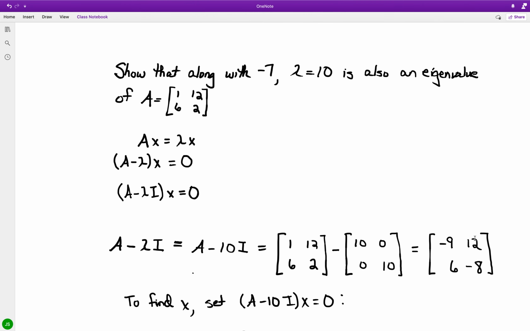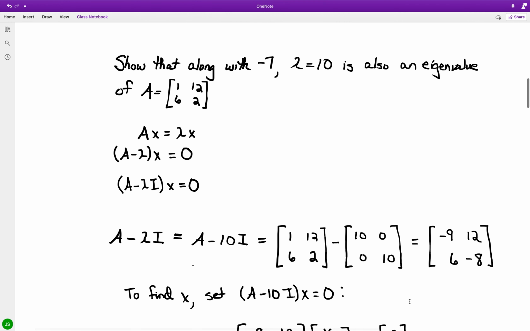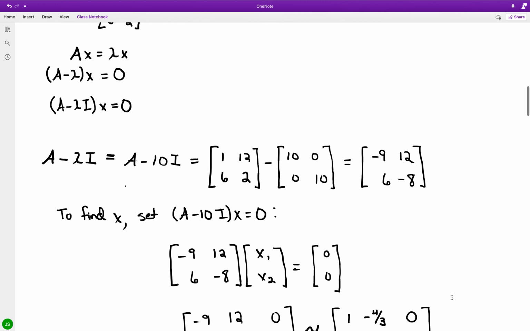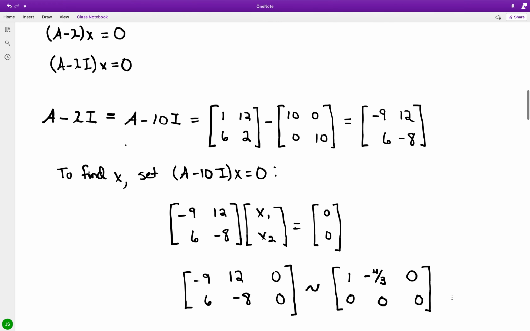To find x, we set this difference times x equal to 0. So we have this 2 by 2, and x represented by x of 1, x of 2, equal to 0, formatting as we have done in prior sections as an augmented matrix. So we have negative 9, 12, 0, 6, negative 8, 0. If I were to put this in reduced row echelon form, I would have 1, negative 4/3, 0, and again 0, 0, 0.